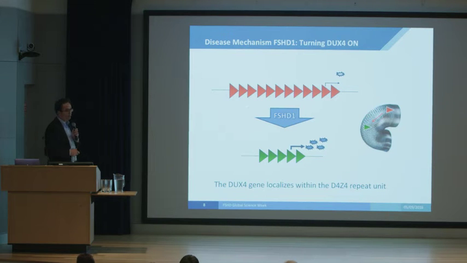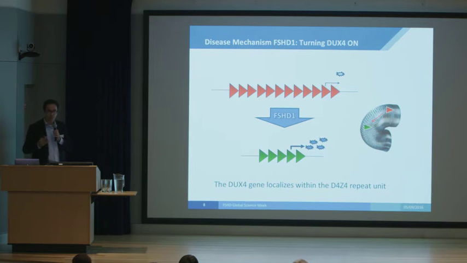In the most common form of FSHD, FSHD1, this repeat gets shortened to 1 to 8 to 10 units, and then it becomes a more open configuration. So suddenly this information that is embedded within the repeat can be read by the muscle, and it's producing this protein DUX4. And we've heard today already that this DUX4 protein is not tolerated by the muscle, and it basically damages the muscle. So this is FSHD1.